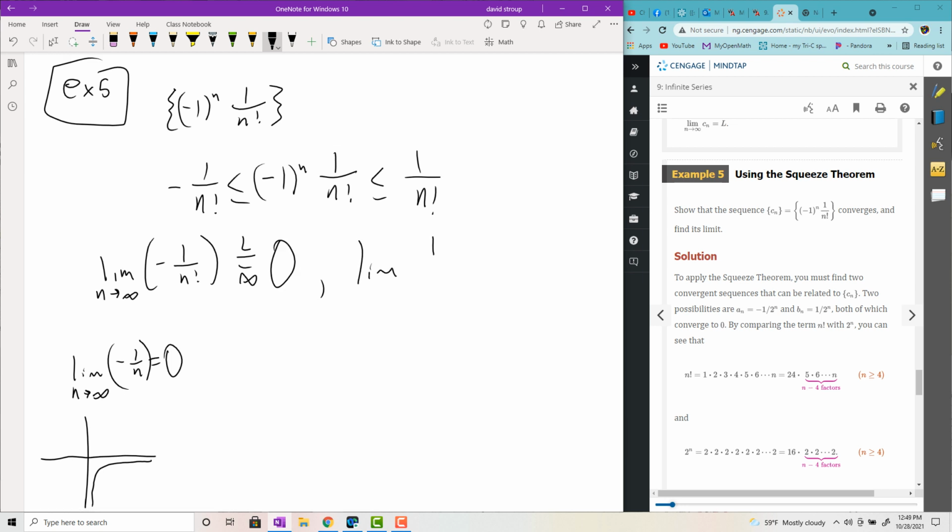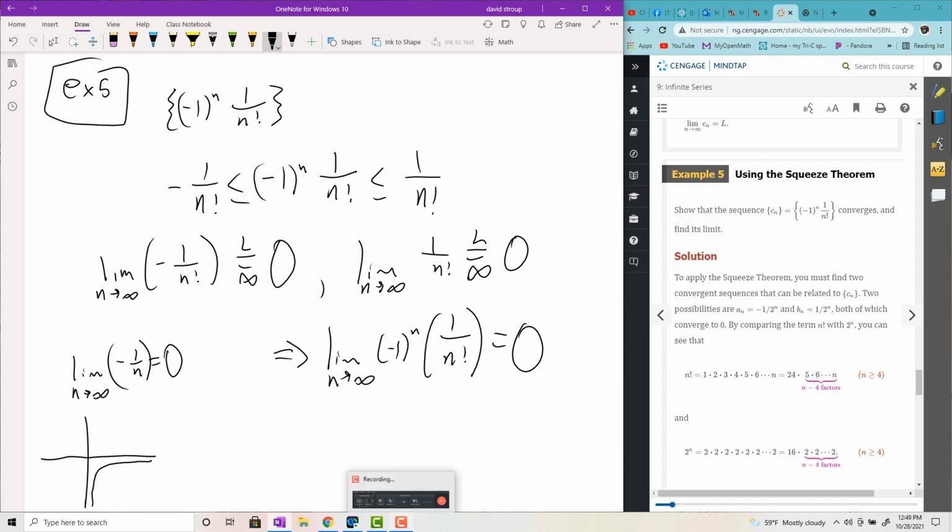Then the limit of 1 over n factorial, I already said above that n factorial grows like bananas. It's just going to go to infinity, and of course the numerator is just some number L, so that will also equal 0. So the overall implication then is that the limit as n goes to infinity of -1 to the n times 1 over n factorial is certainly just also going to be 0 by the squeeze theorem.